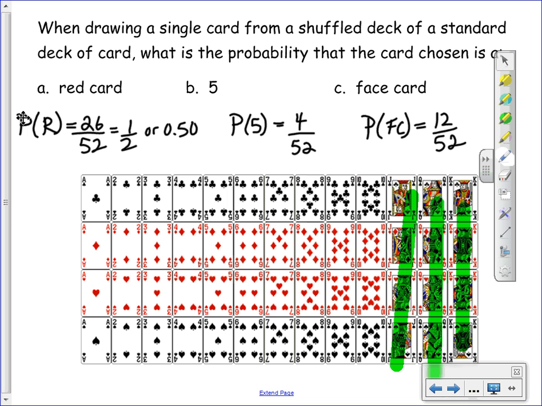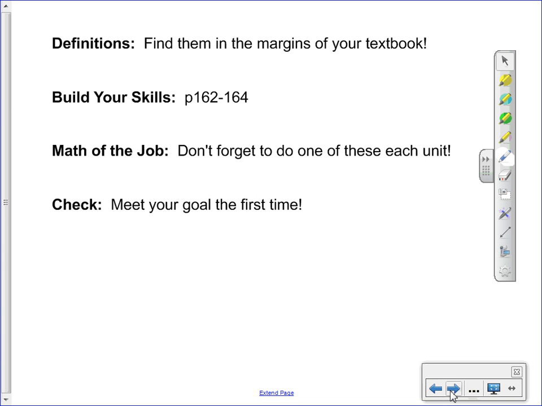And if you need this printed off or you're not sure about cards, just ask me. Otherwise, definitions, check them out. Build your skills assignment. Don't forget to get a math on the job done this unit. And make sure that you get your check done and show me what you know, and then you can move on to the next section.